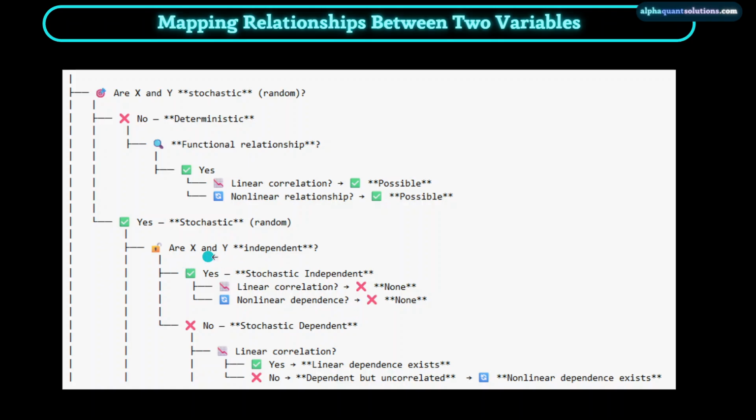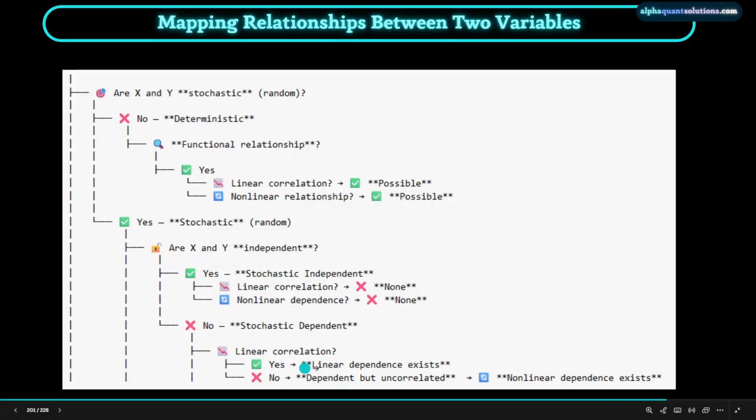Now, if x and y are not independent, then we get this side of the tree. So we have stochastic dependence between x and y. And in this case, we can ask the following question. Is there a linear correlation between x and y? If the answer is yes, well, then we have linear dependence. If the answer is no, then we have dependence, but uncorrelated variables. So this implies a nonlinear dependence between the variables x and y.